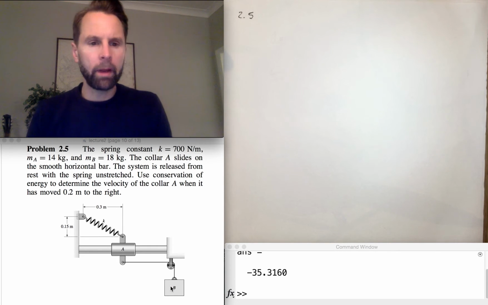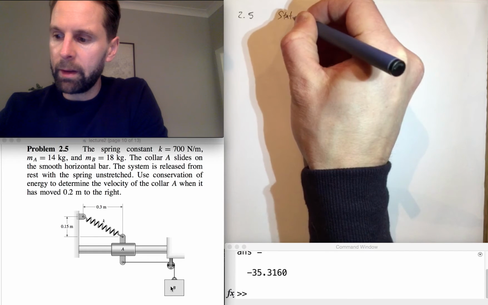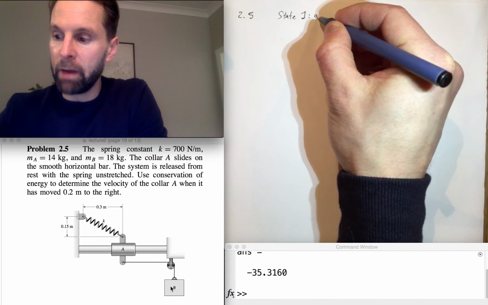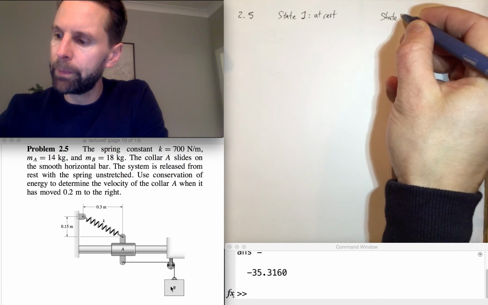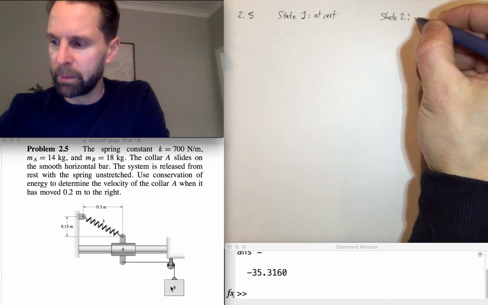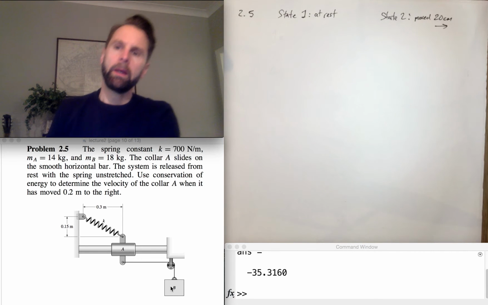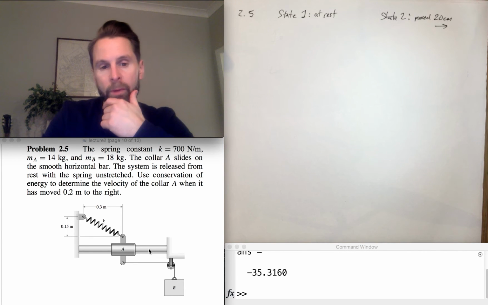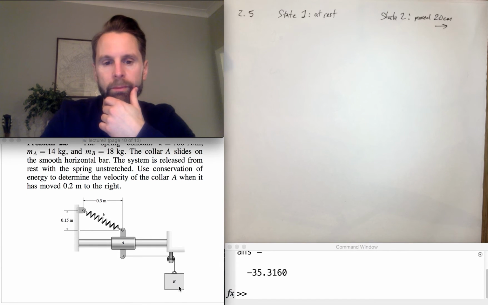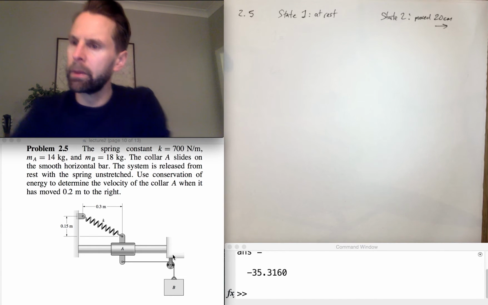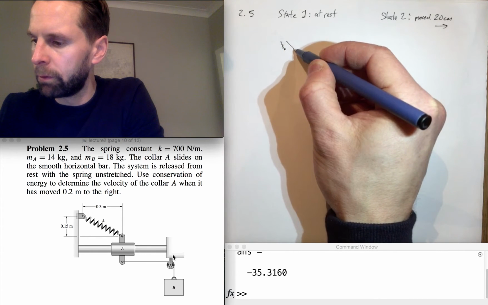So let's start off by defining two states. State 1 is the at rest state, so the initial state, and state 2 is once it's moved 20 centimeters to the right. And if this has moved 20 centimeters, then because they're connected, you know that the weight B has moved downwards 20 centimeters as well. So let's draw just a picture of the spring in these two states. That's going to be helpful for us later.